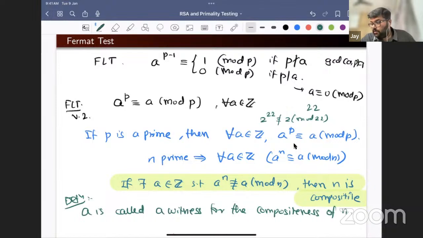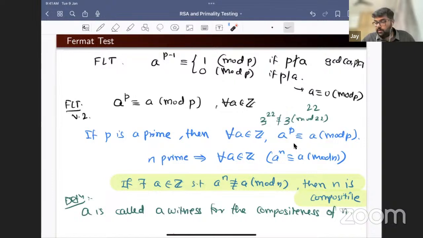If it is 2, I cannot say anything. I have to check for 3. 3 power 22, is it 3 mod 22? If that is congruent to 3 mod 22, I cannot say anything. I have to check the next number. But if 3 power 22 is not congruent to 3 mod 22, that means 3 is a witness that 22 is not a prime, because if it were a prime, this should be true for all integers. I hope this is clear.